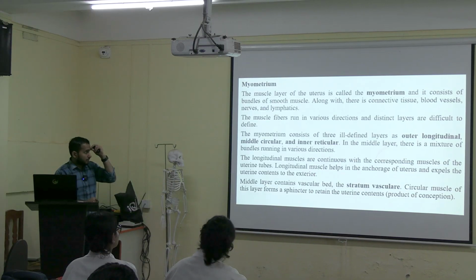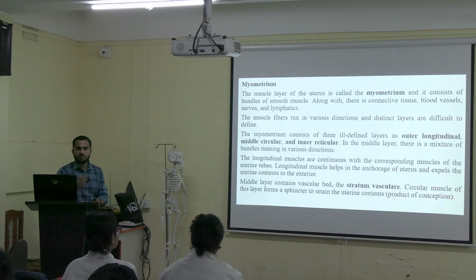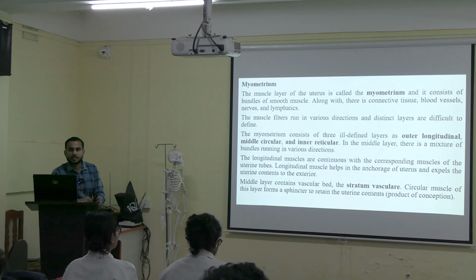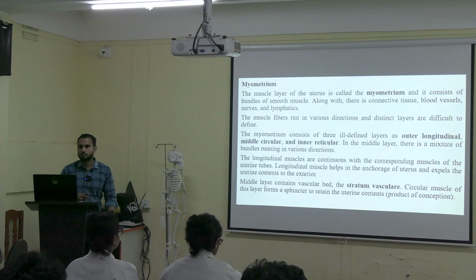Next, the myometrium. Okay, so what is there in the myometrium? Mainly smooth muscles are there. Along with the smooth muscle, blood vessels are also present. The muscle fibers present in the myometrium are ill defined, but still they can be identified. And how are they arranged? Outer longitudinal, middle circular and inner reticular. So the outermost is longitudinal, the middle one is circular and the innermost is reticular. Can anyone tell me what is the most important significance of this inner reticular layer?